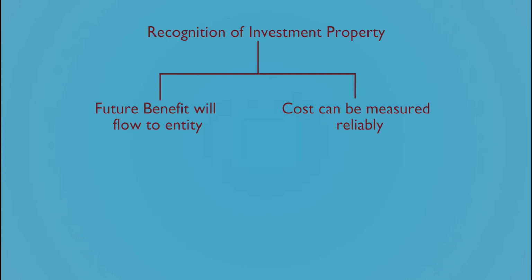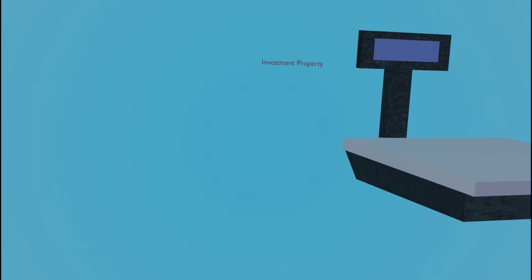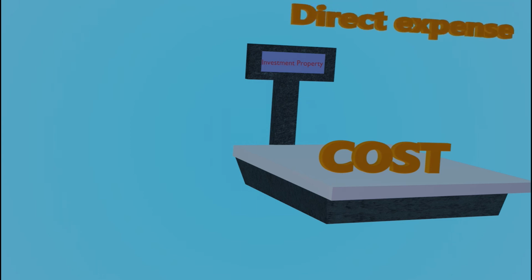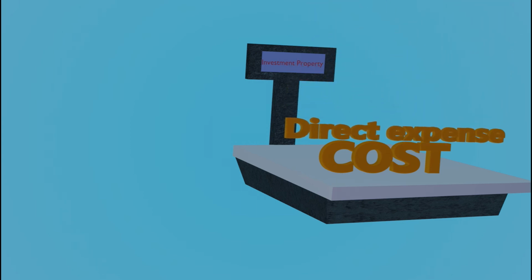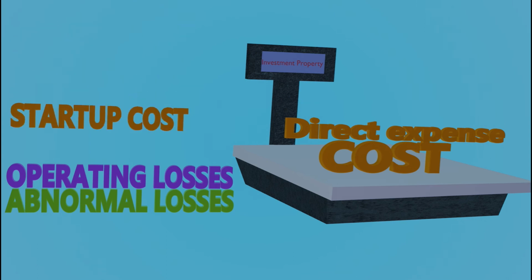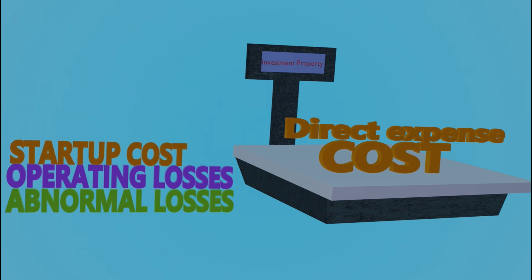After we are done with recognition, we have to understand at what value our investment property has to be measured. It will be measured at cost plus the directly attributable expense. But it is to be noted that abnormal losses, operating losses and startup cost will be excluded while calculating the cost of property.